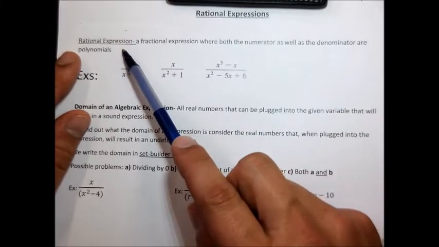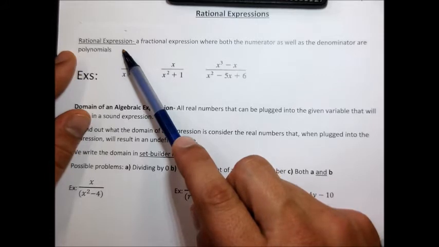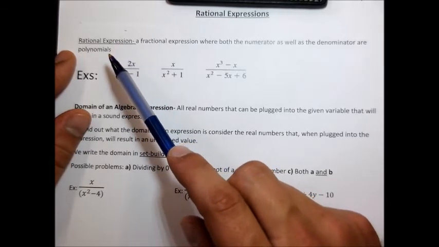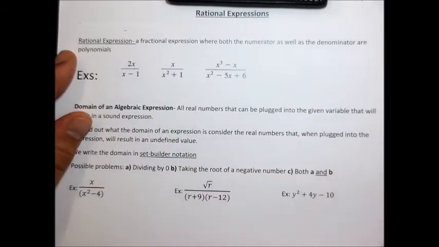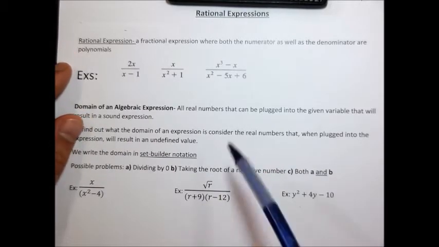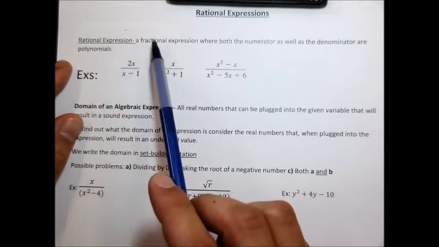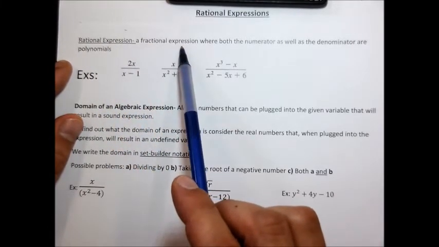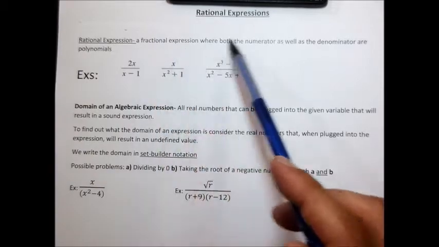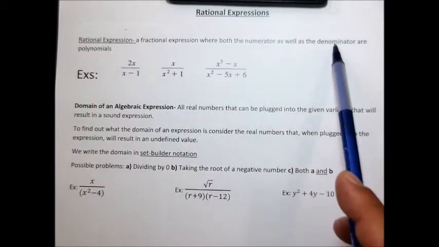A rational expression. Does anyone know what the word rational means in math terms? It kind of says it right here, but it doesn't mean clear thinking or rational thought. It means fraction. So rational in the math world means fraction. And so a rational expression is a fractional expression, specifically where both the numerator and the denominator are polynomials.